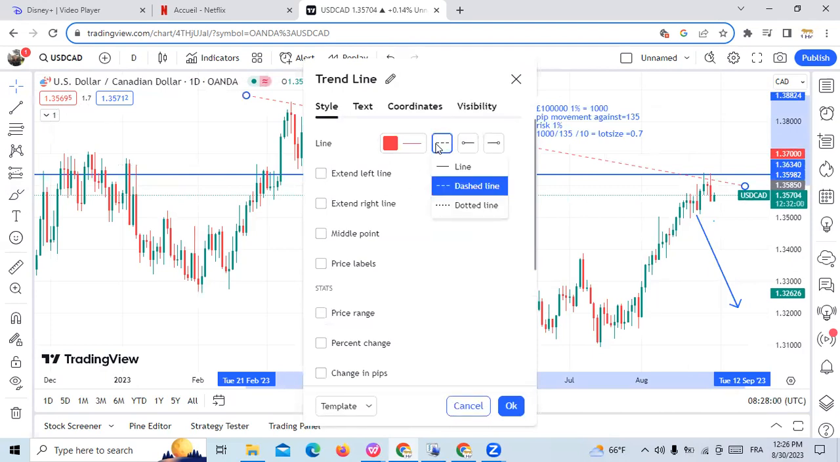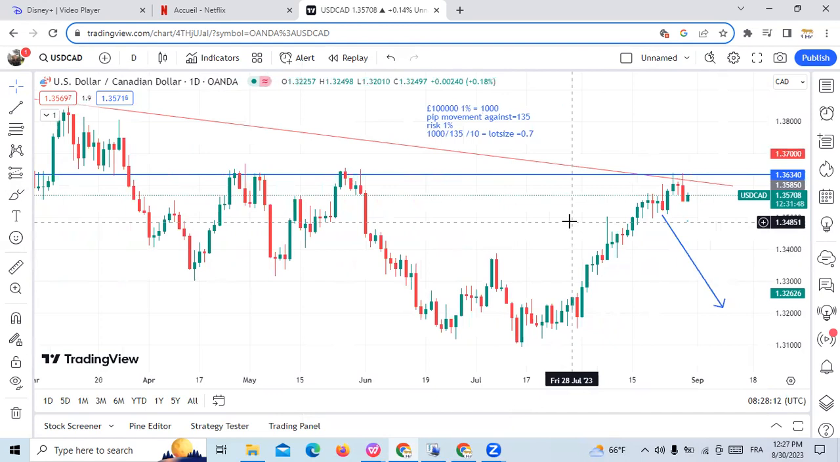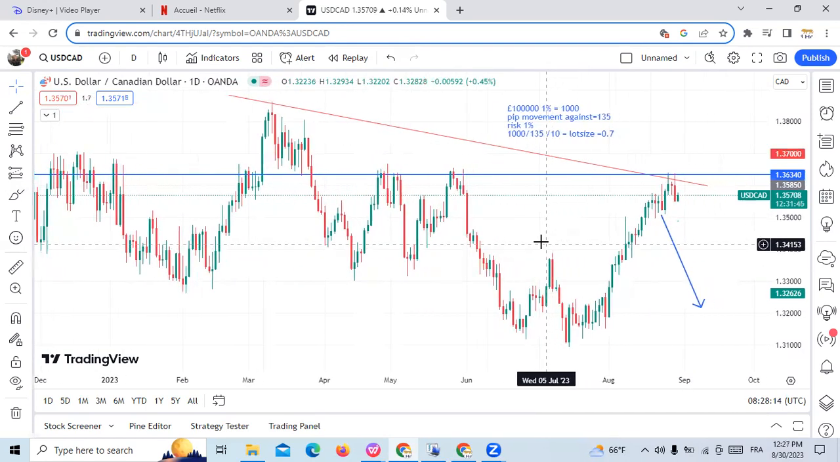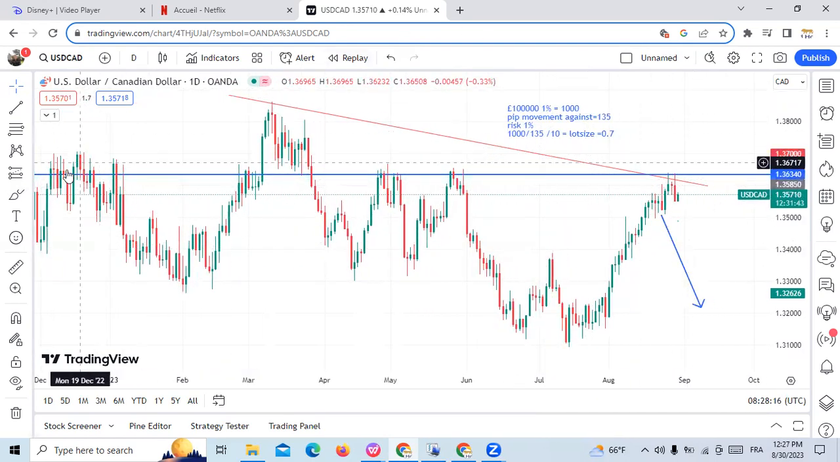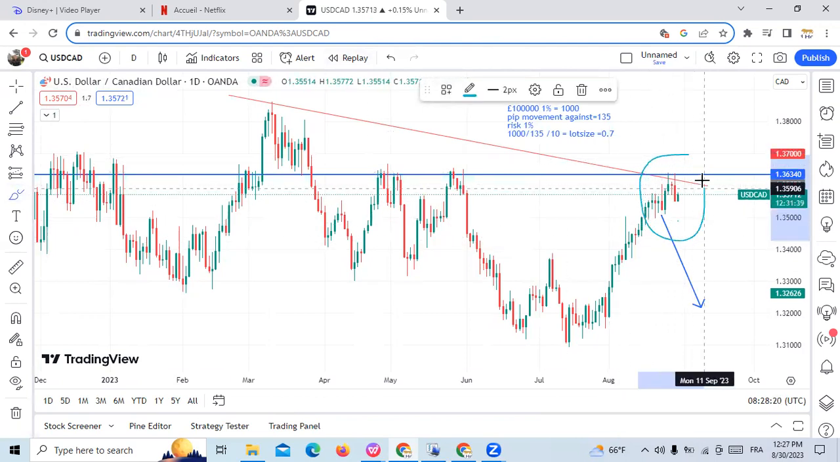Let's make this line a little... We call it a dashed line. Look at the solid line. Okay, there's the solid line. So, do you see what's happening here? See what's happening there?